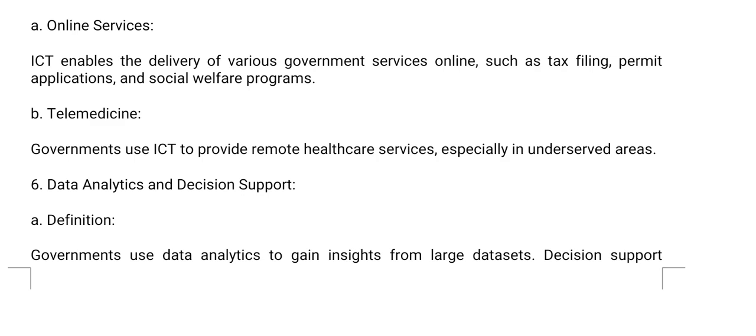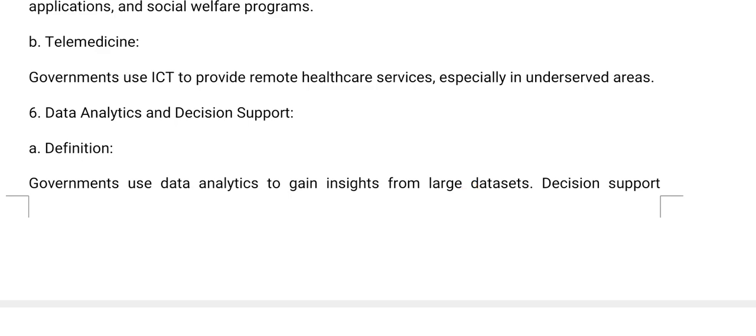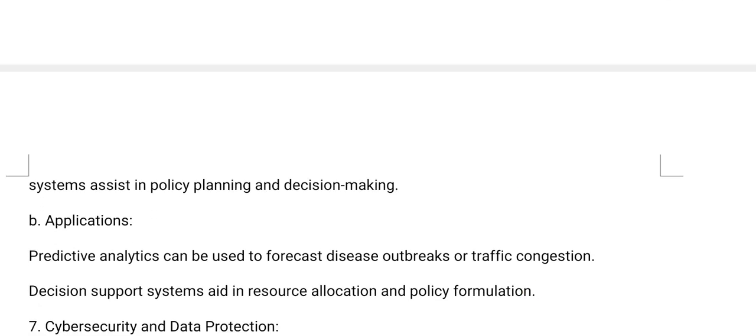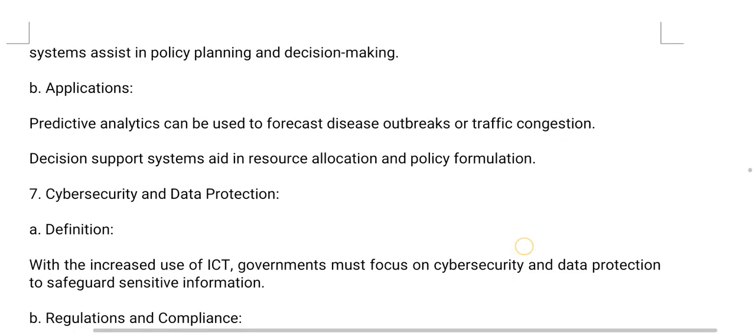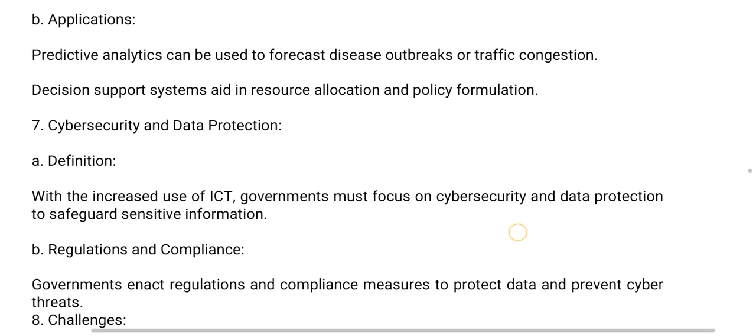Then data analytics and decision support. Definition: governments use data analytics to gain insights from large data sets. Decision support systems assist in policy planning and decision making. Applications: predictive analytics can be used to forecast disease outbreaks or traffic congestion. Then decision support systems aid in resource allocation and policy formulation.